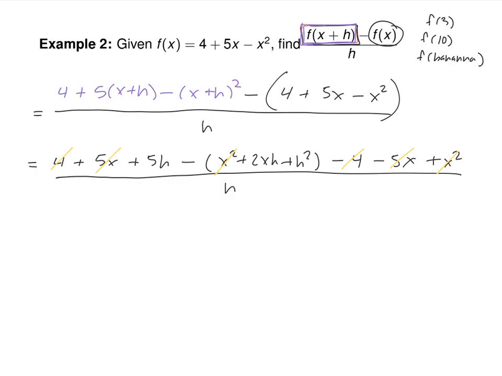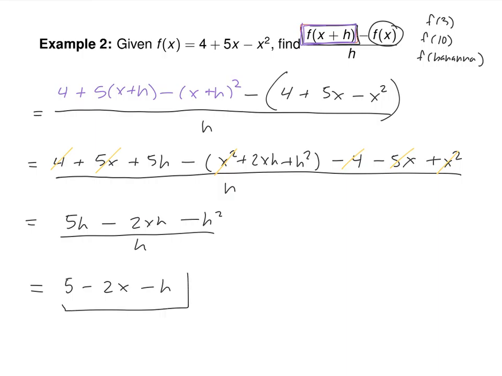Alrighty, so then what we have is 5h minus 2xh minus h squared, all of that over h. Does that seem right? And now because every single term has an h, you can divide every single term by h, and what do you get? Perfect. 5 minus 2x subtract h. Okay.